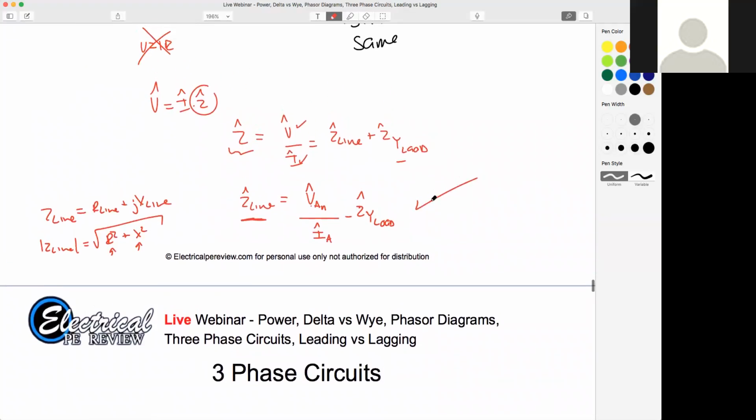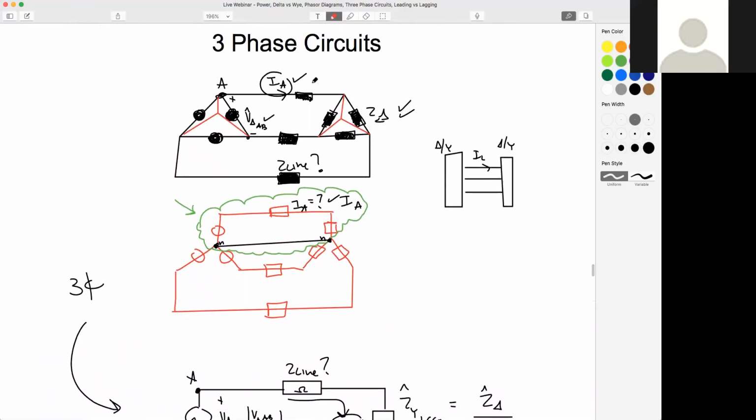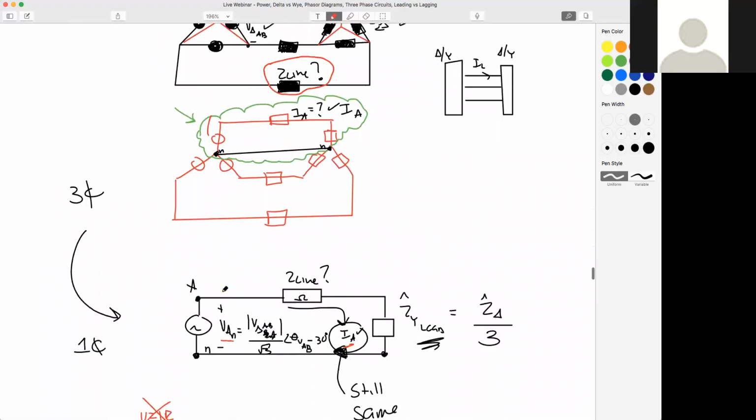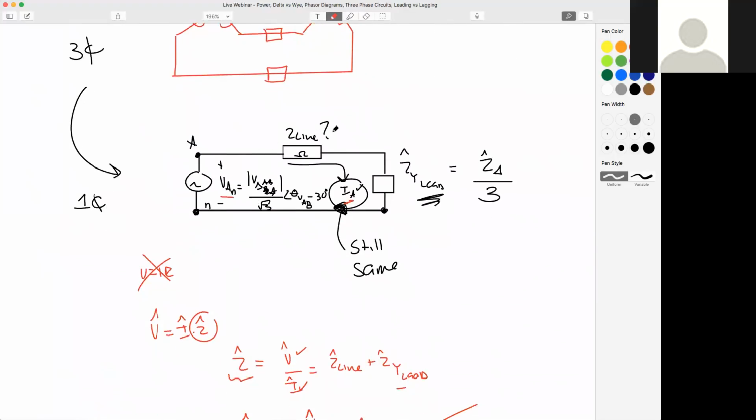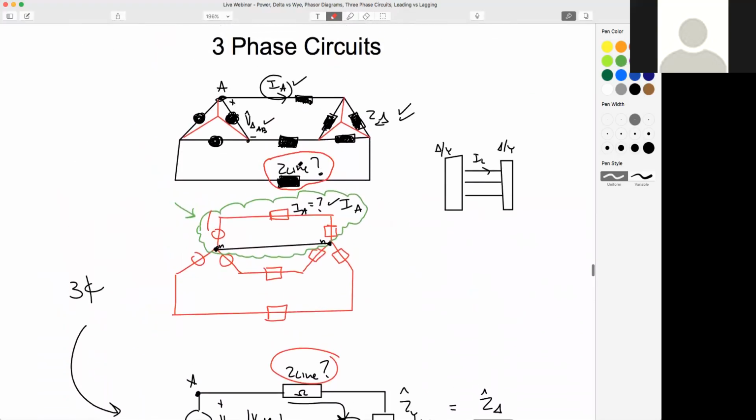Now, final question. I'm going to scroll all the way back up to the top. Trick question. Do we need to do anything different? Think about this for a second. We went from a delta-delta to a YY to an equivalent circuit to solving for our line impedance right here. So when we go all the way back, does anything change to that Z line impedance in ohms? Do we have to do any kind of transformation to that? Do we have to go back to a delta? Do we have to go back to Y?